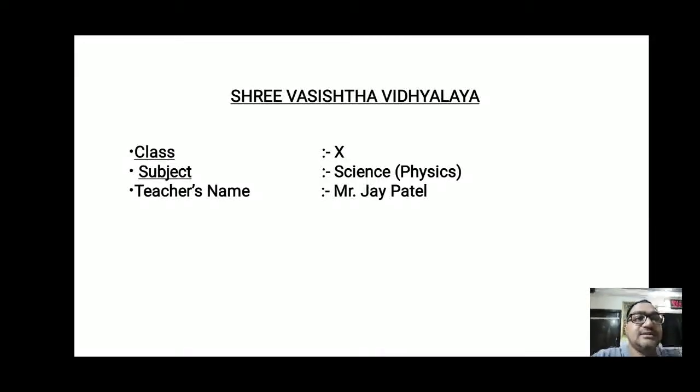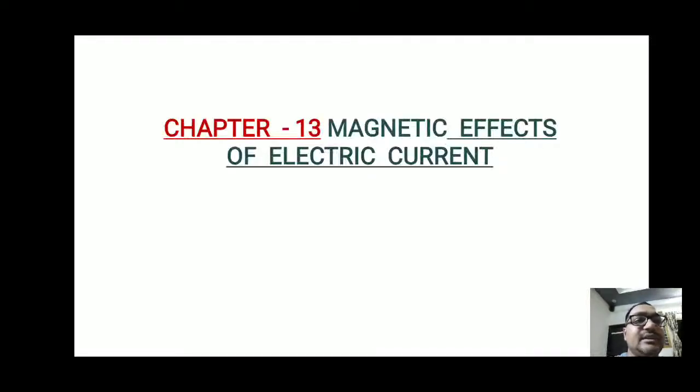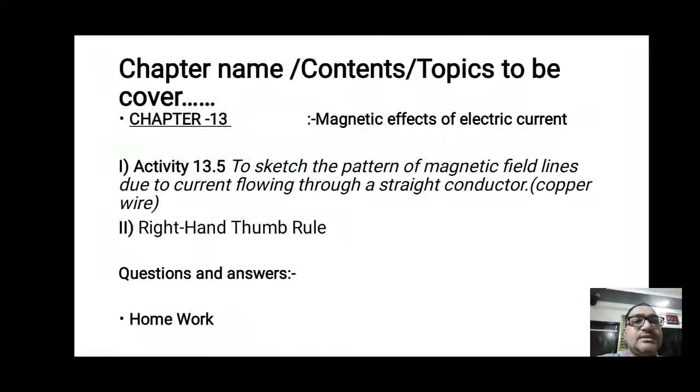Students, let's continue with our lesson number 13, magnetic effects of electric current. In this video I am going to teach you activity 13.5. Its aim is to sketch the pattern of magnetic field lines due to current flowing through a straight conductor, or we can say a copper wire. And the second topic is that we are going to learn what the right hand thumb rule is.